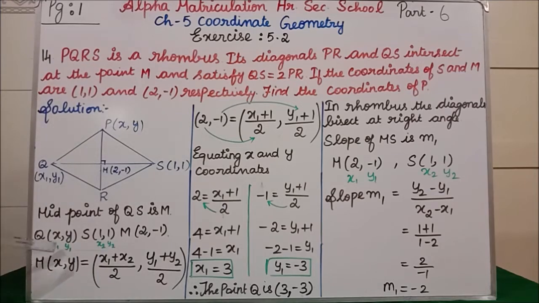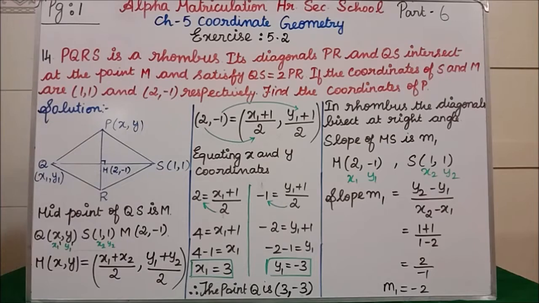See, I have written x1, y1, x2, y2. Clear? So here we can write the Q value. I have taken Q as x1, y1. So here also x1, y1. So we are going to substitute now. The midpoint value we have is 2, -1 equal to x1 plus x2, where x2 value is 1, y1 value is y1, y2 value is 1, divided by 2.